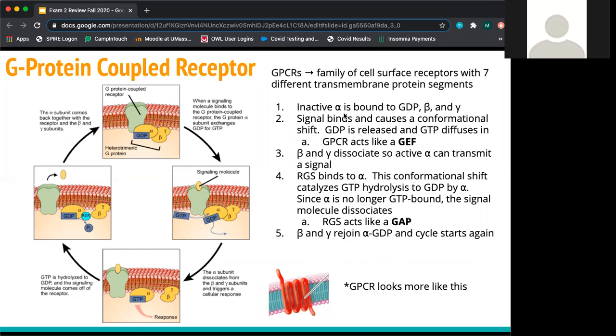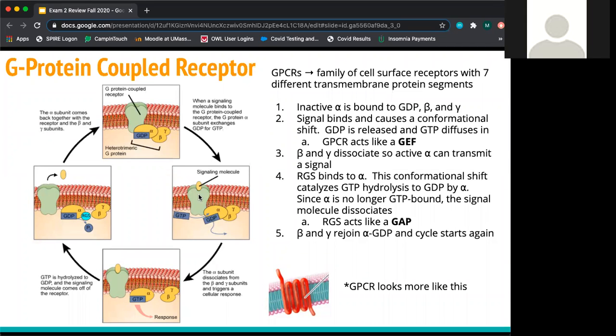So your alpha subunit is bound to GDP, which means it's inactive. It is also bound to beta and gamma. When you have your signal molecule bind your GPCR, this causes a conformational shift, which releases GDP from the GPCR, and GTP is able to diffuse in. So in that sense, your GPCR acts like a GEF because it's creating that shift from GDP to GTP.